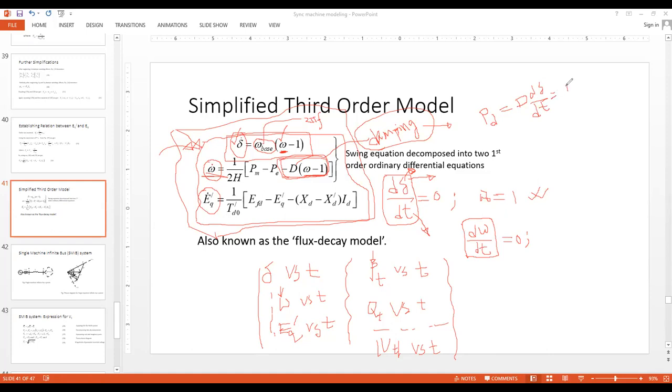And we can also write it like this: d delta by dt represents the deviation in delta with respect to time, or you can also say it is the speed deviation from synchronous speed. So we can also write it as omega minus 1, where 1 is your synchronous speed in per unit, and this omega is the actual speed of the generator. So the omega minus 1 here is the same omega minus 1 over here.